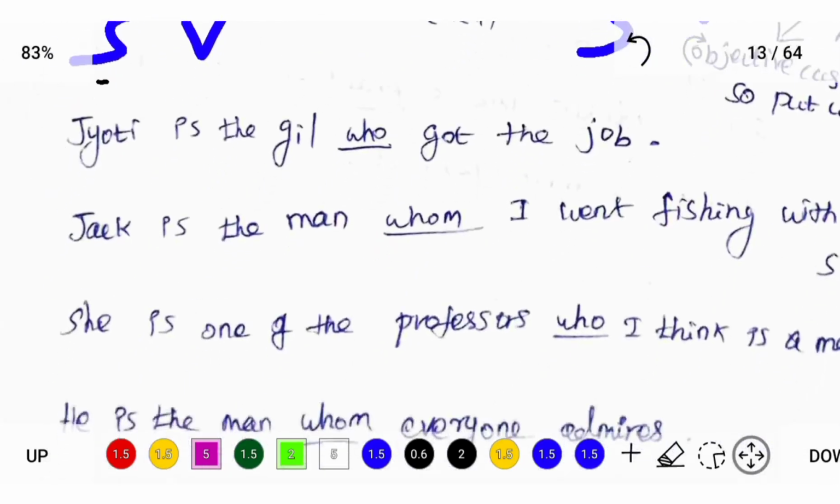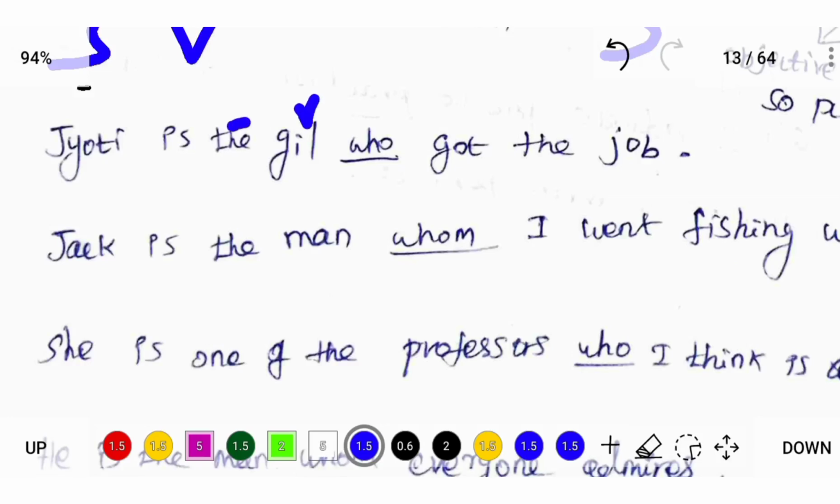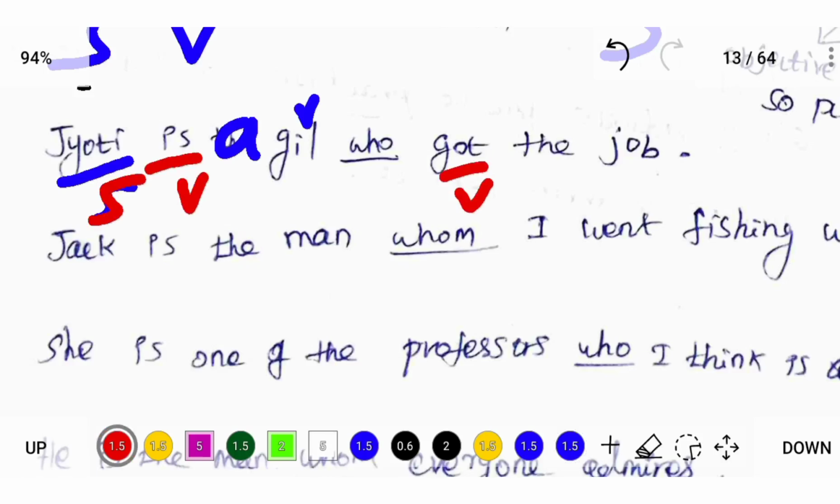See the next example. Jyoti is a girl who got the job. Jyoti, subject, is, verb. Got, verb. We need a subject here, so we put the subjective case pronoun who here.